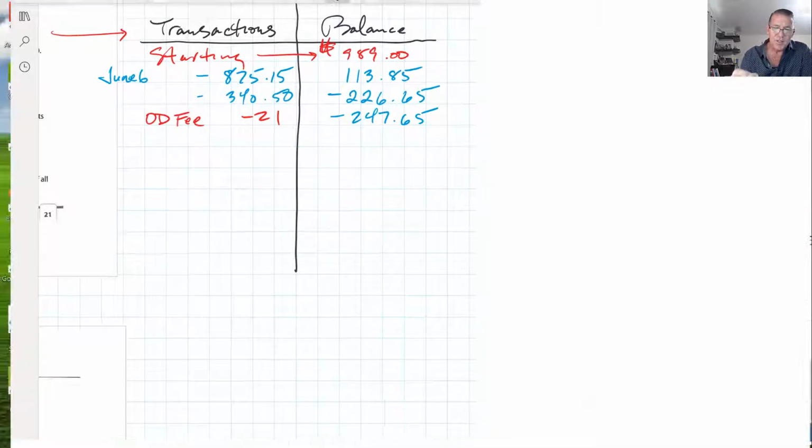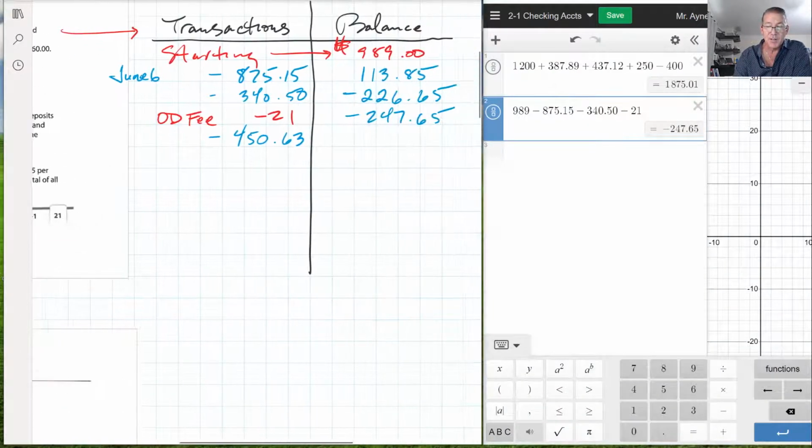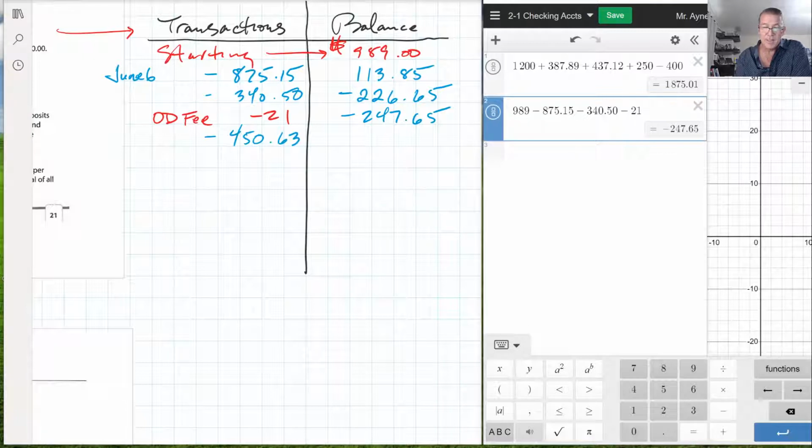And we're not done yet. On June 6th, 3 checks clear the bank. The first one was $875.15. The second one was $340.50. The third one is $450.63. Now we're going to go negative again. This situation just gets worse and worse. As I said, every time you go negative in your account, you get assessed, whether you use a debit card or your physical check. It doesn't really matter.